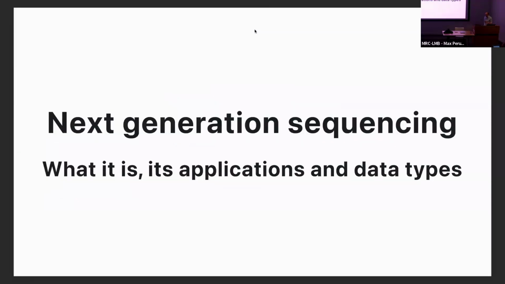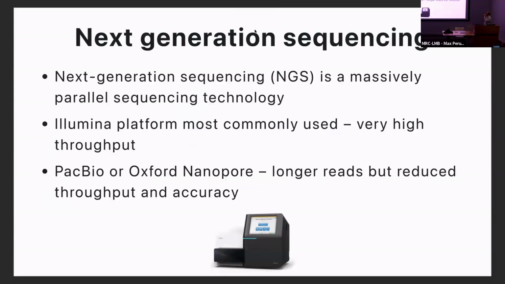Okay, so next generation sequencing: what is it, and what are its applications and associated data types? As I alluded to before, next generation sequencing is a massively parallel sequencing technology. I guess the best known is the technology produced by Illumina. The actual technology was developed here in Cambridge, but then it was bought by Illumina, an American-based company.